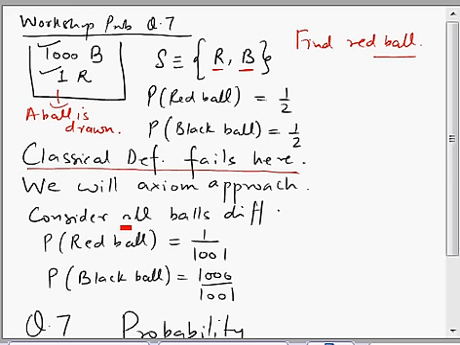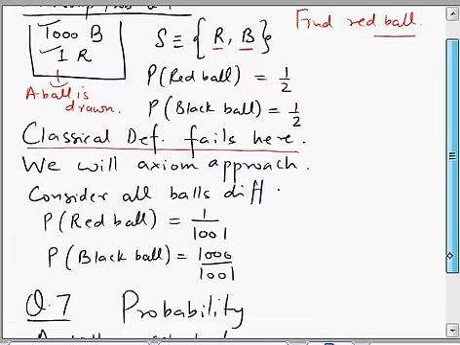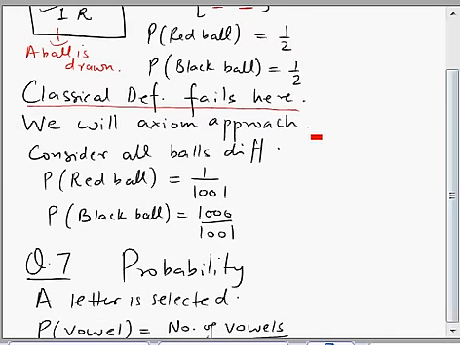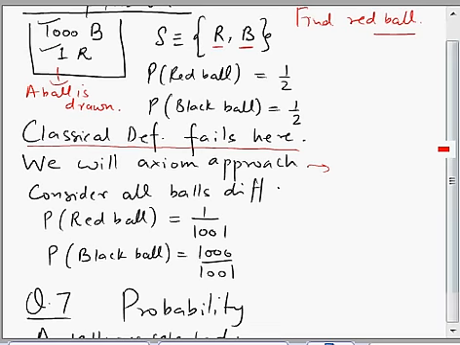Now the right approach here is the axiom approach, but the axiom approach is not in the IIT JEE syllabus, and it's not that easy that somebody can understand in a short time. So I'll just tell you the result that comes out of the axiom approach. According to the axiom approach, we should consider all identical items as different items. If there are 1000 black balls which are identical, we'll assume all black balls are different.